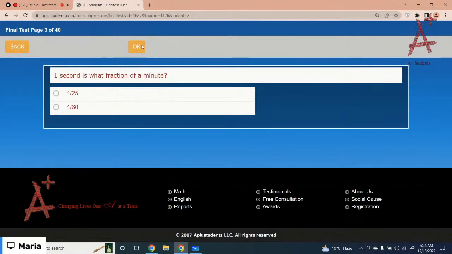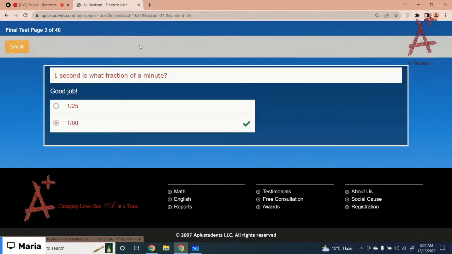One second is what fraction of a minute? How many seconds do we have in a minute? 60 seconds. Got it? So it would be 1 over 60, because you have 60 seconds in a minute.